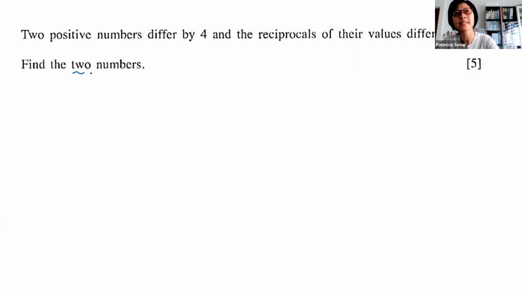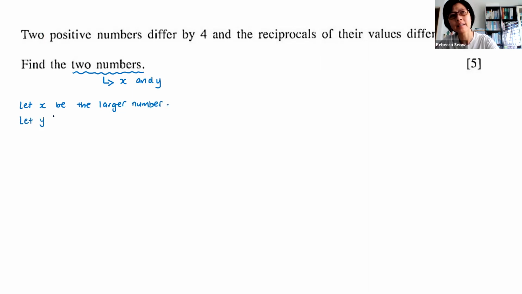The question is asking you for two numbers. So let's assign them as x and y. Since the two of them differ by 4, one would be bigger than the other. So we let x be the larger number and we let y be the smaller number.